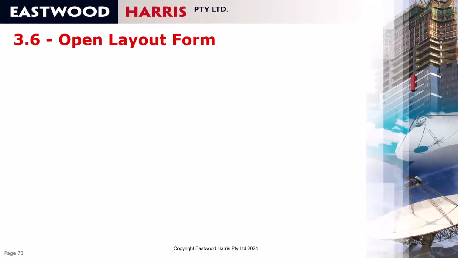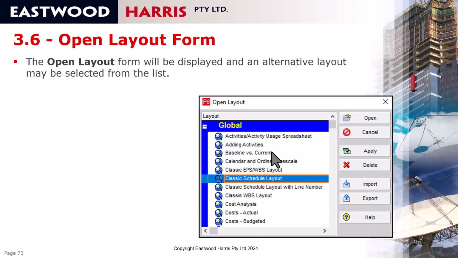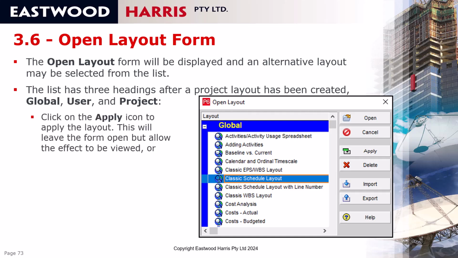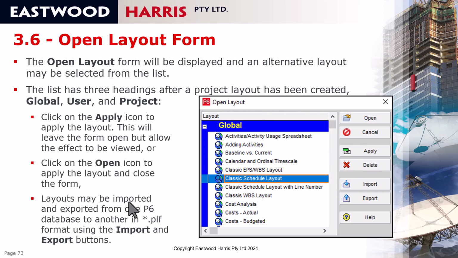So to summarize the open layout form, this form allows you to apply a layout and see it without closing the form or open it. You can import or export. You can also delete any layouts if you want to. There are three types of layout: global layouts that anybody can apply to any project, user layouts that only that user will see and can be applied to any project, and project layouts that anybody who's opened that project will see. You can click on Apply to apply it, Open to open it, and obviously Import and Export will import and export a layout.